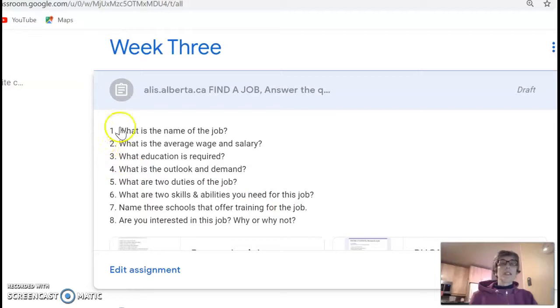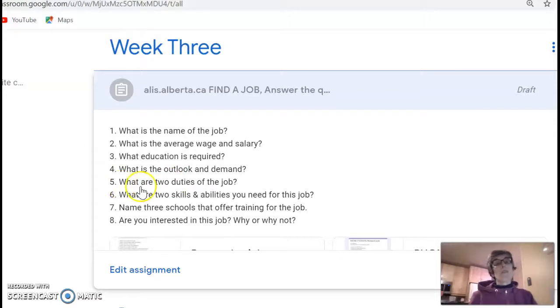So you've got questions here. Number 1, what is the name of the job? Number 2, what is the average wage and salary? So that's how much money you get paid. Number 3, what education is required for this job? Number 4, what is the outlook and demand? So is this job going to be needed in the future? So some jobs go up and some jobs are not needed. For example, the oil industry now is going down.